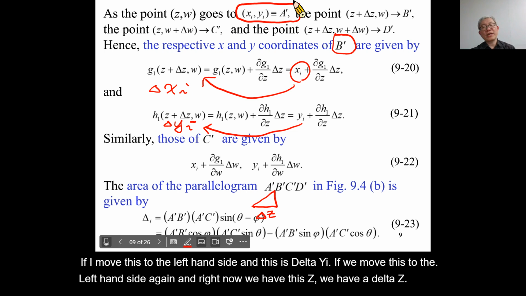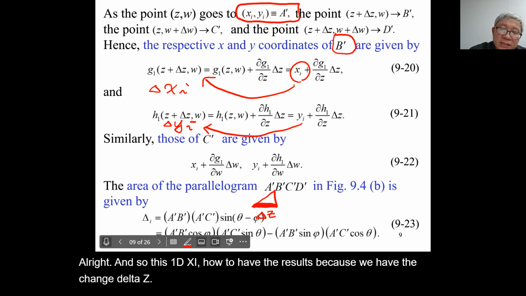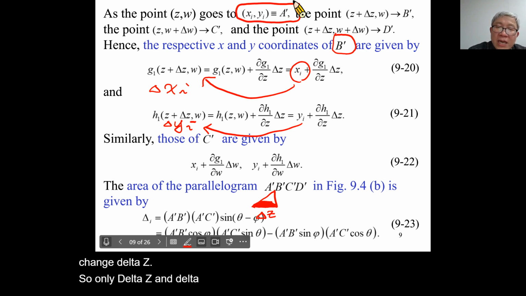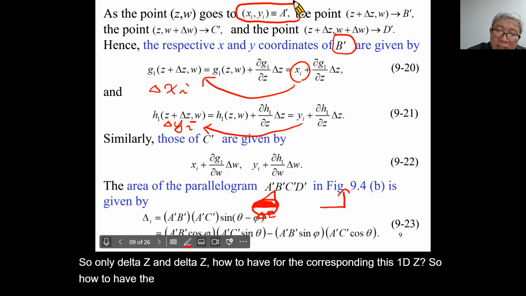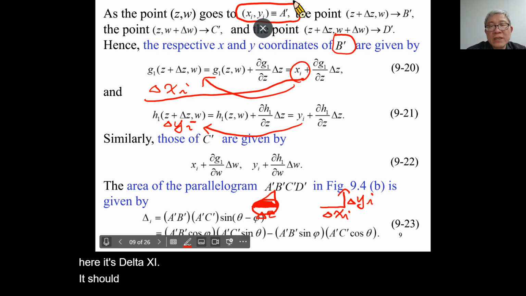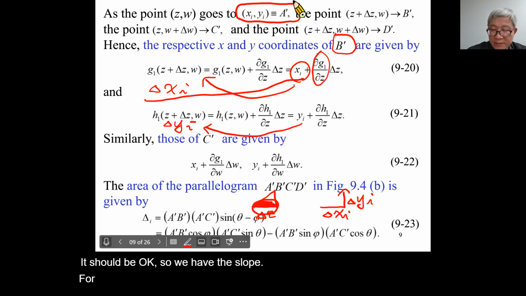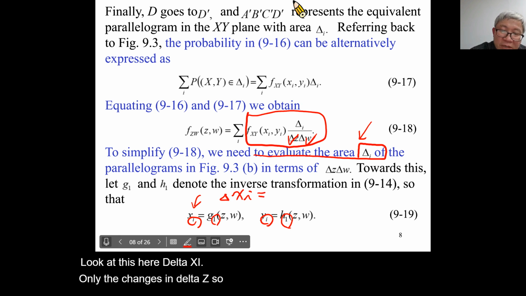Alright, if so, this one, delta xi, how to have the results? Because we have the change delta z, only delta z. And for delta z, how to have the corresponding changes in delta xi and delta yi? So here it's delta xi. It should be, okay, so we have the slope for x. Look at this. Here, delta xi, only the changes in delta z. So we have the differentiation.